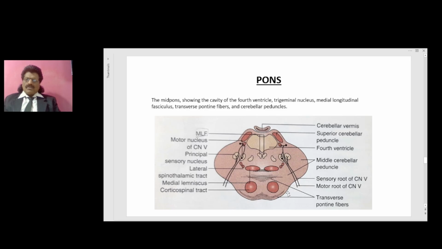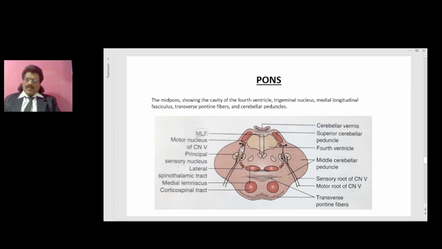Now let's talk about the pons. The mid pons showing the cavity of the 4th ventricle, trigeminal nucleus, medial longitudinal fasciculus, transverse pontine fibers and cerebellar peduncle. So this is the cerebellar vermis. This is the 4th ventricle. So you have the medial longitudinal fasciculus connecting the 3rd, 4th, 6th with 8th here.